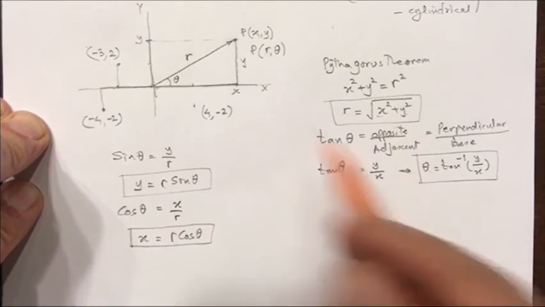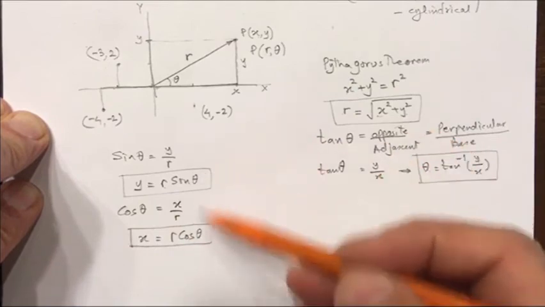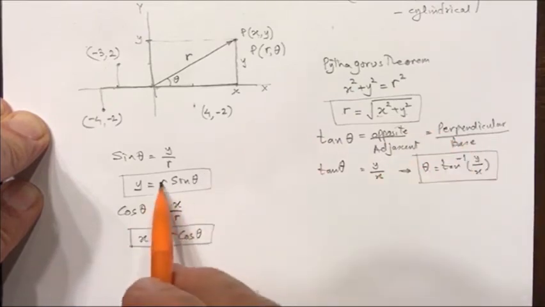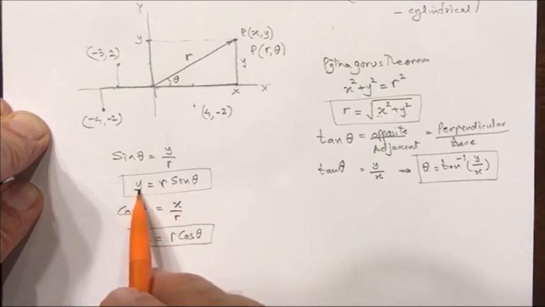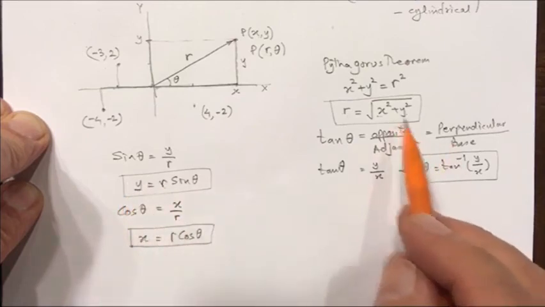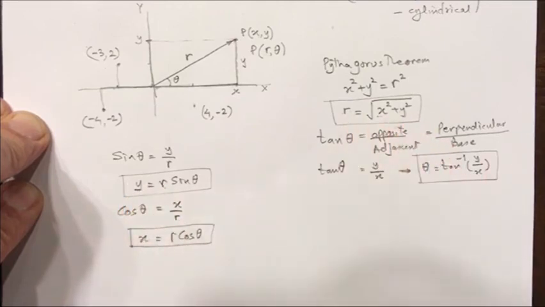So these are the four equations, and these two convert from polar to Cartesian coordinates, and these would be used to go from Cartesian to polar coordinates.